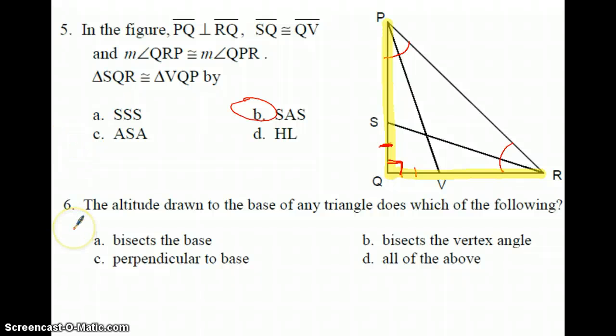Just like this. The altitude drawn to the base of any triangle does which of the following? Alright, any triangle. Now the problem with this is it means any triangle. People are automatically thinking isosceles. Isosceles has some of these things true, but any triangle at all?